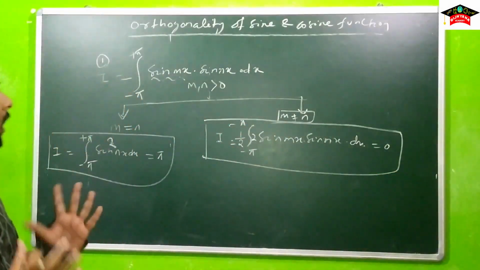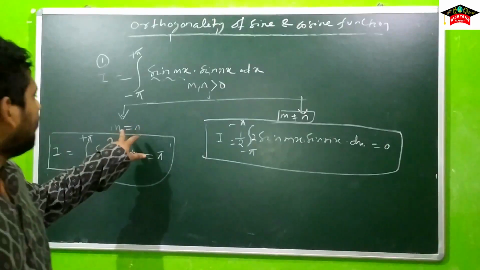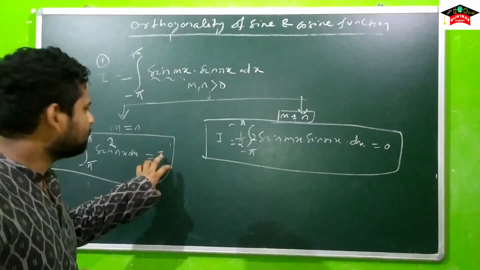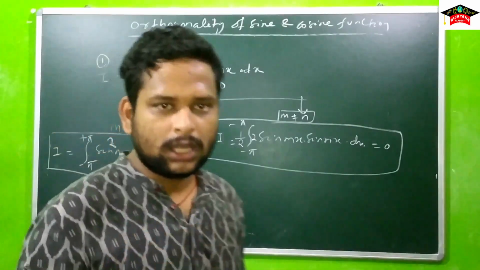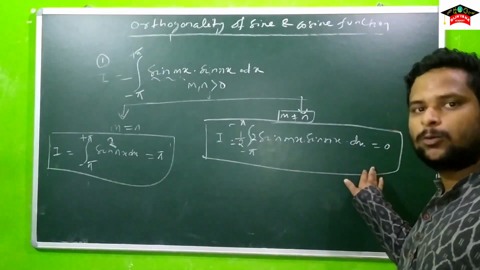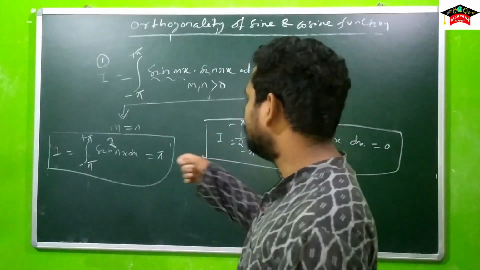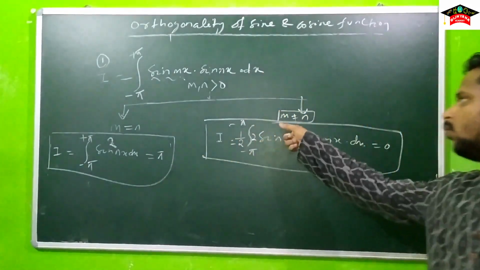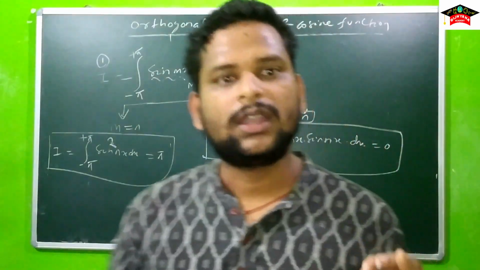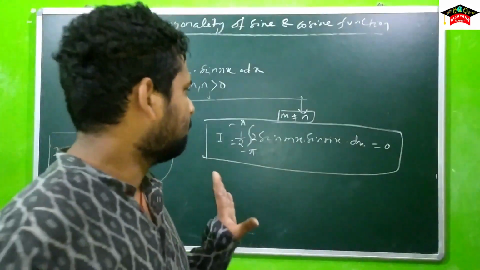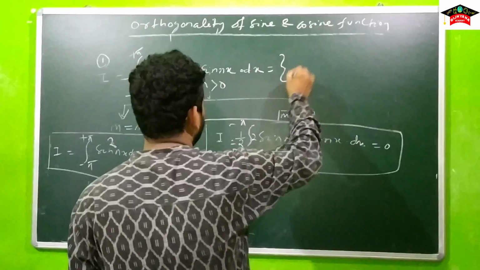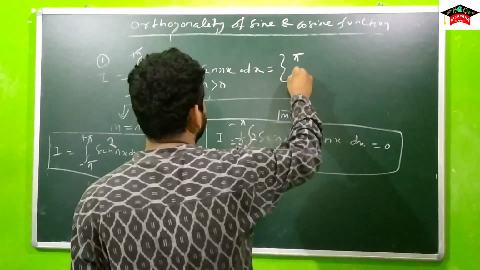So now the overall idea is that when m is equal to n, the value of the integration is non-zero, which is pi. And when m is not equal to n, the value of the integration is 0. It sounds similar to the condition of an orthogonal coordinate system. So I can simply write here that this has 2 values: one is pi and one is 0.